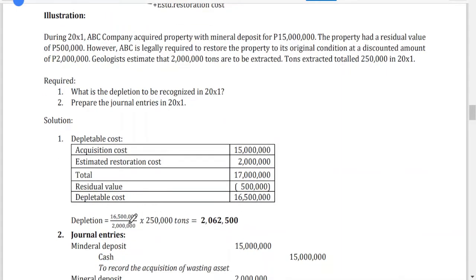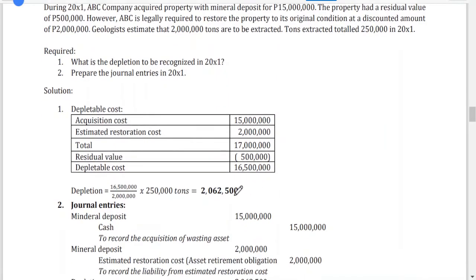Now apply the formula: 16,500,000 divided by 2 million tons times 250,000 tons extracted. So the depletion for the year is 2,062,500 pesos.